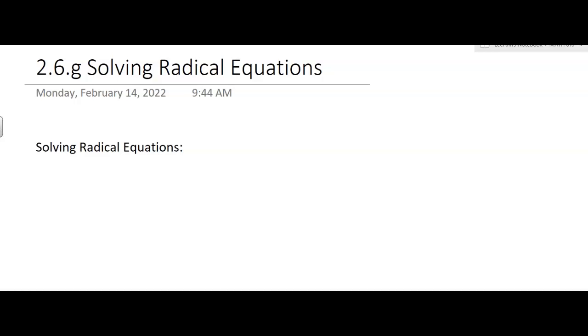Okay, so now we're going to talk about solving radical equations. If you have something like the square root of x equals a, you could think of that as x to the 1/2 equals a, and then you could raise both sides to the second power. Usually we don't bother changing it to the exponential notation, but you could do it that way.